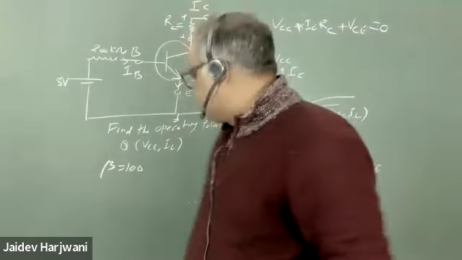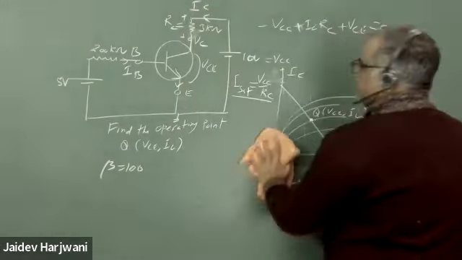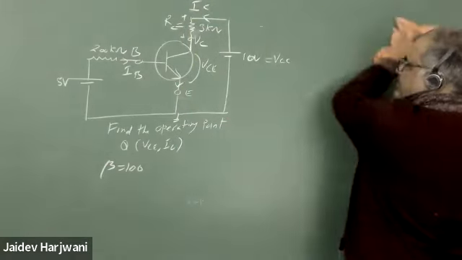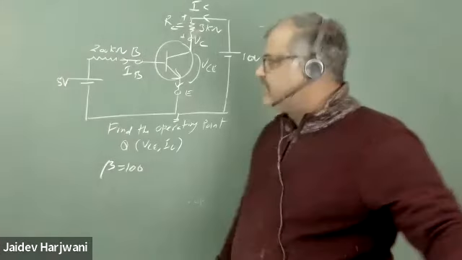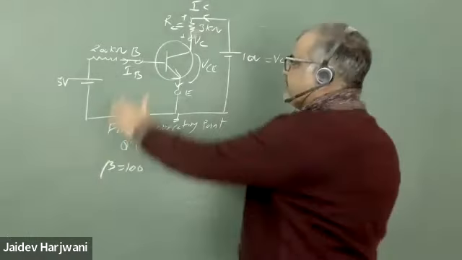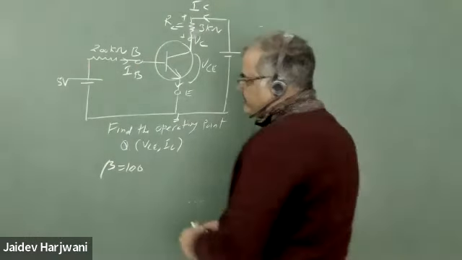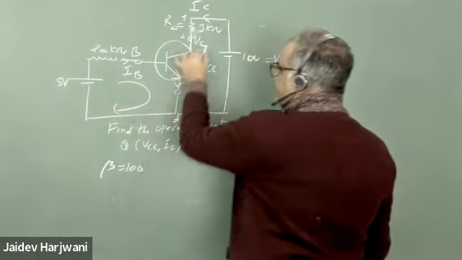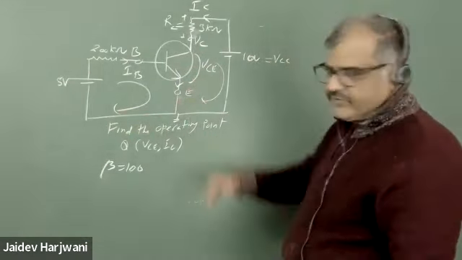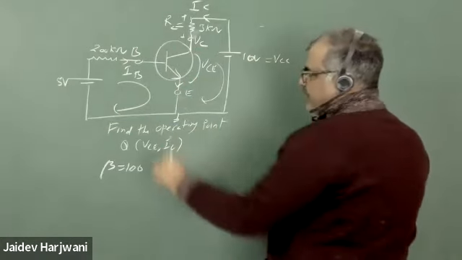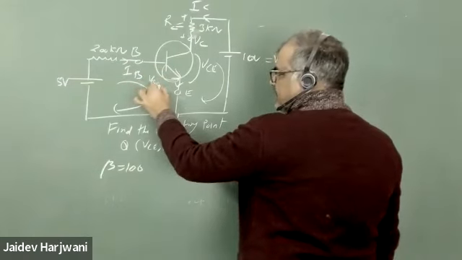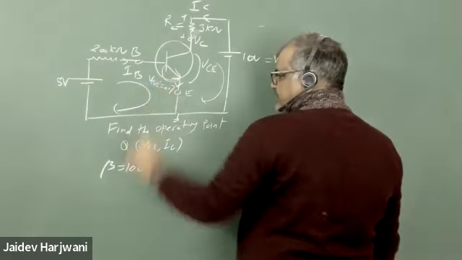Now let us solve this circuit. It's very simple. You have been given everything: the biasing on both sides, and the resistances. Now you have two loops, the input loop and the output loop. Beta is given, so first you need to calculate your IB value, and you know that VBE is always 0.7.